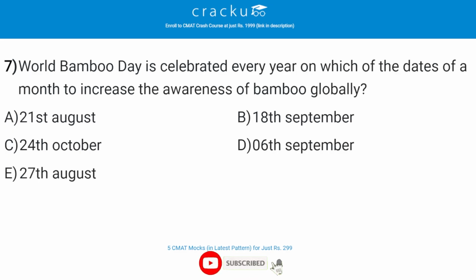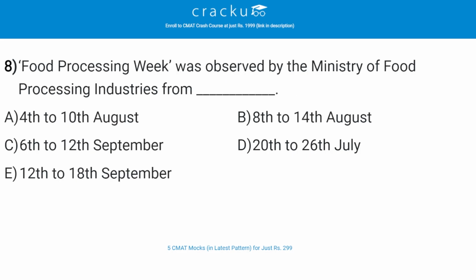World Bamboo Day is celebrated every year on which of the dates of a month to increase the awareness of bamboo globally? The correct answer is B, 18th September. So, the aim of Bamboo Day is to raise awareness to conserve and promote the bamboo industry. Let's check the next question. Food Processing Week was observed by the Ministry of Food Processing Industries from dash. The correct answer is C, that is 6th to 12th September. Let's check the next question.